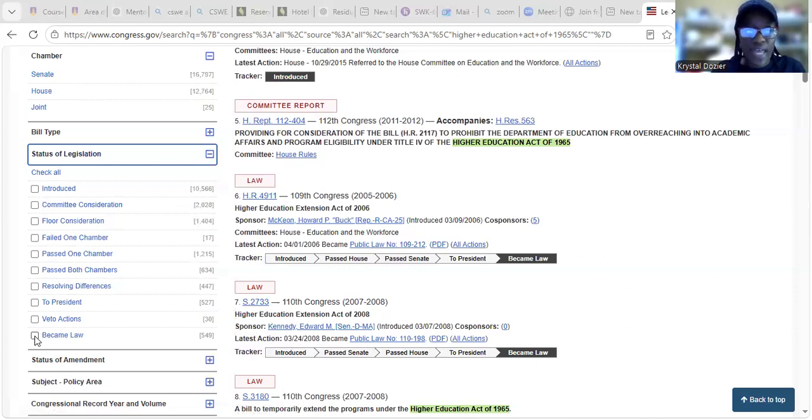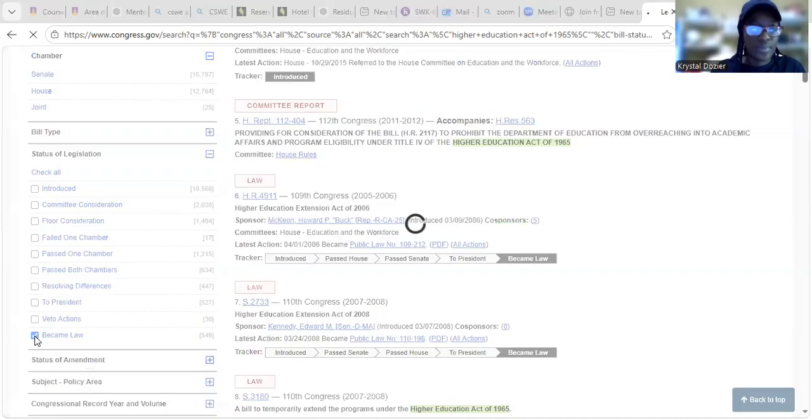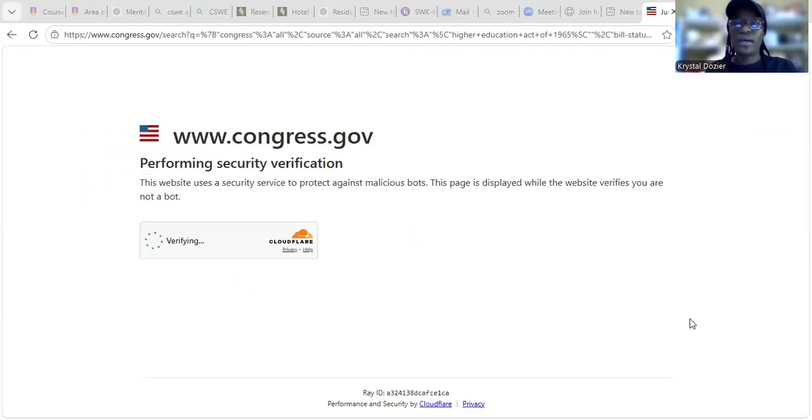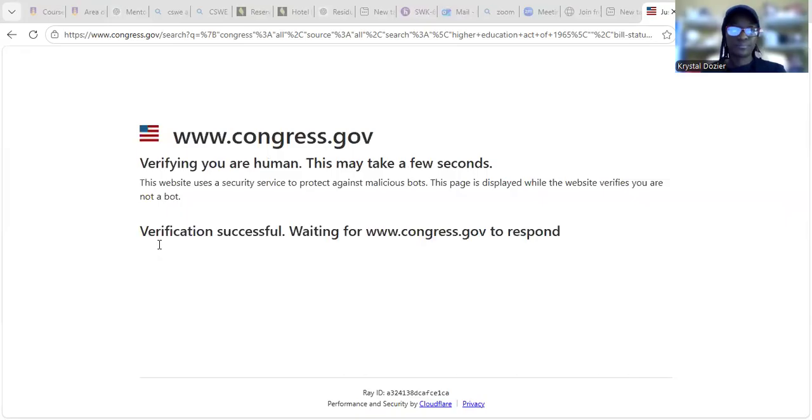And that takes us to 549. Now I'm scared to click it because I hope it doesn't move mine because I want to be able to look at that specific one. But you click on it, says became law, because now we see something that has been enacted. Let me verify that I'm a human. And this is new for Congress.gov. As new as last semester. Last semester, I wasn't having to go through all of this verification.